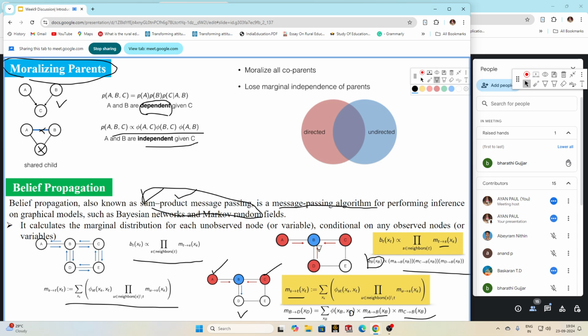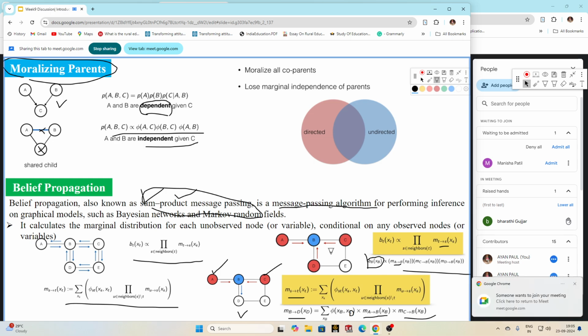Now this is about receiving the message. Sending the message we have done; this is about receiving. When receiving, the A message will be passed to B, the C message will be passed to B, and the D message will be passed to B. So that is why we have the message from A to B, from C to B, and from D to B. This is the receiving characteristic, and this is sending.